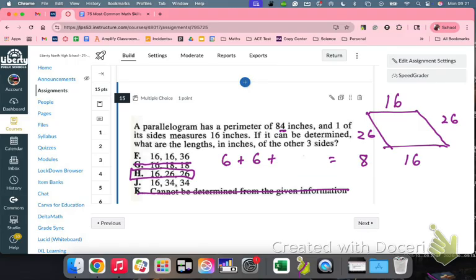Now, how about looking at J? 6 plus 6, so one side 16, one side 16. The other sides end in a 4 and a 4.